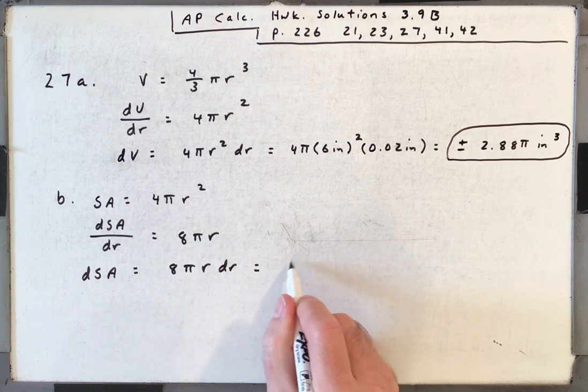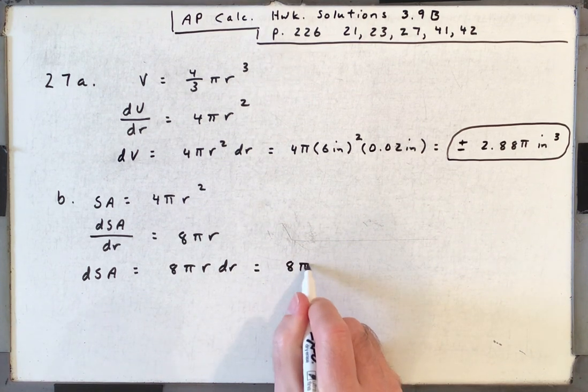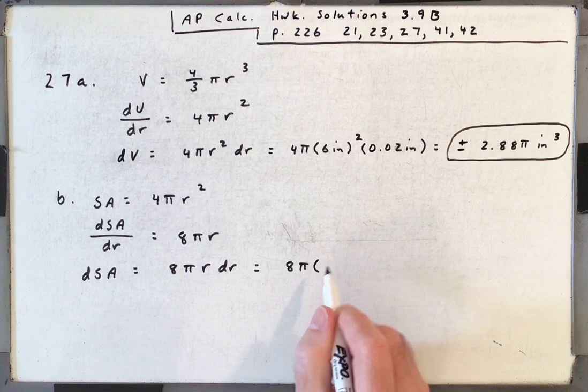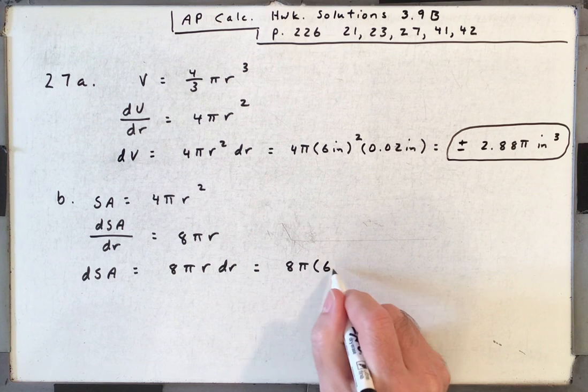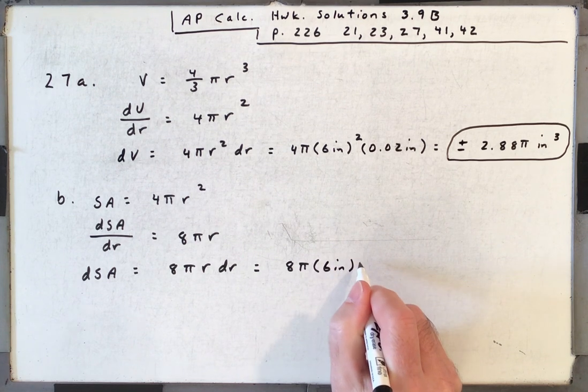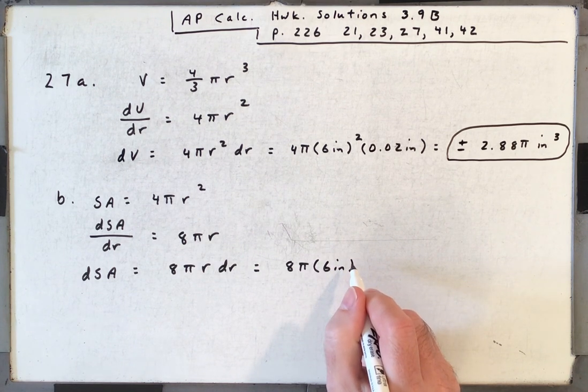And now we can plug in. We've got 8 pi. The radius is 6 inches. And then times 0.02.